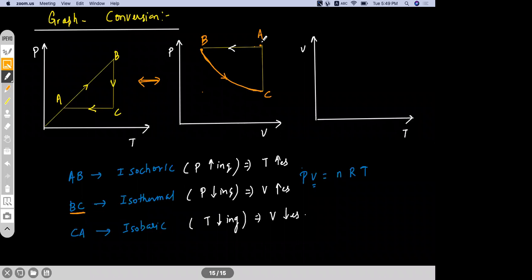Are you getting my point? If you take A this side, then A to B should be an isochoric, constant volume process, which is not coming out here. The volume is changing over here. That's why this assumption is again wrong, and hence we will take A somewhere here. Now A to B is this, A to C is this, correct? So the graph goes A to B, B to C, and C to A. Now you can cross-check all the data.